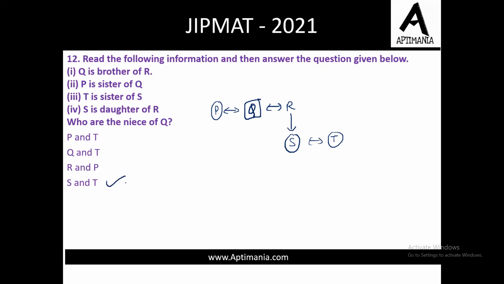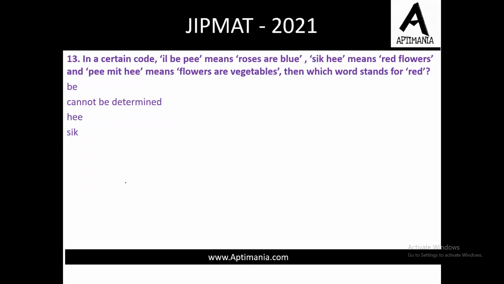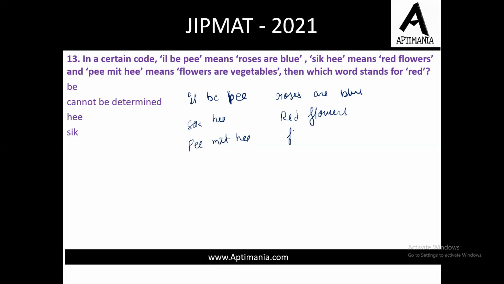बहुत इजी क्वेश्चन था, राइट? नेक्स्ट क्वेश्चन बेस्ड ऑन कोडिंग डिकोडिंग. L B P means roses are blue. Now these are not in ordered form. इसका मतलब roses का मतलब L है, B का मतलब R है, P का मतलब blue है, इस तरह से नहीं होता है. These are in random form, right? Sick, he means red flowers. P met, he means flowers are vegetables.